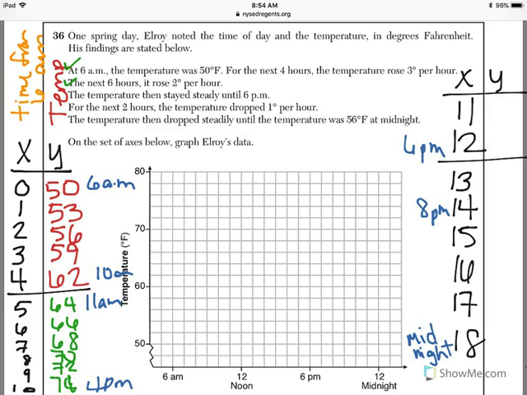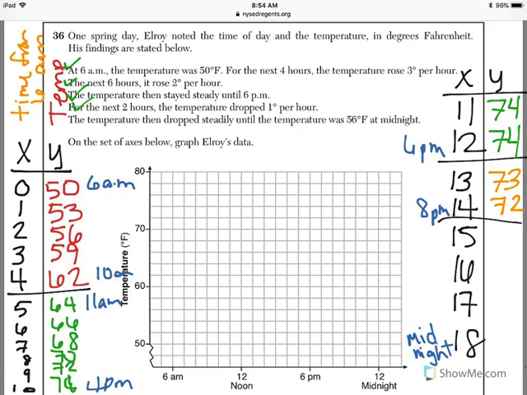The temperature then stayed steady until 6 p.m., so that means that it's going to stay at 74 degrees. So that's the third thing. For the next 2 hours, the temperature dropped 1 degree per hour, so that means that it's going to go down 73, 72. So that's the next 2 hours.